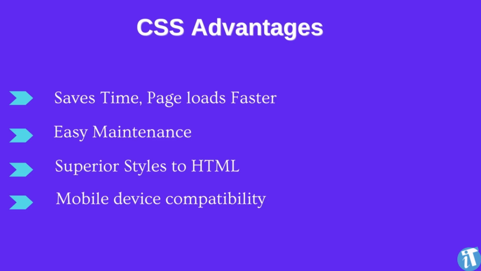Superior styles to HTML. Some of the tags actually don't contain many styles for the appearance. For example, an H1 tag or any heading tag doesn't have a property or attribute which can change the text color. If you say H1 color is equal to red, that is definitely not going to work. So using these styles, you can apply attributes on particular tags which basically don't have those attributes.